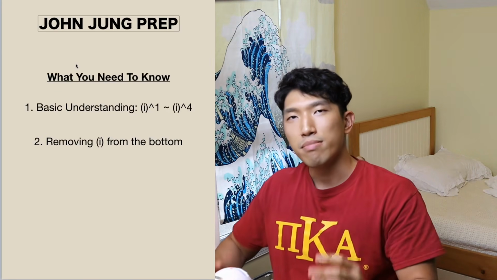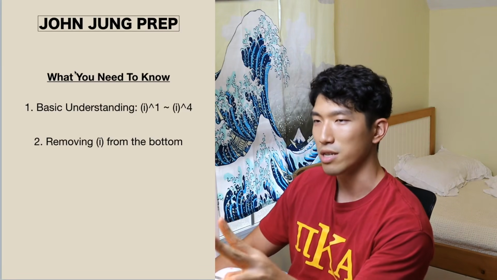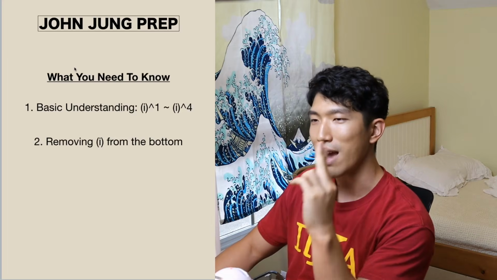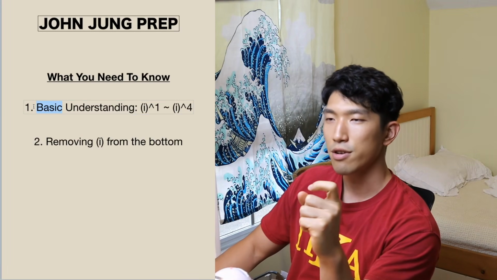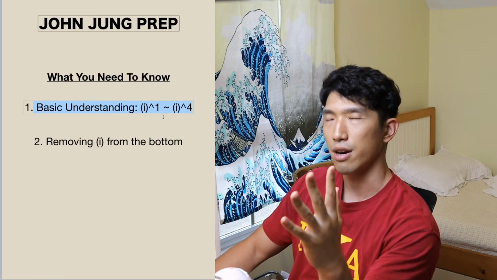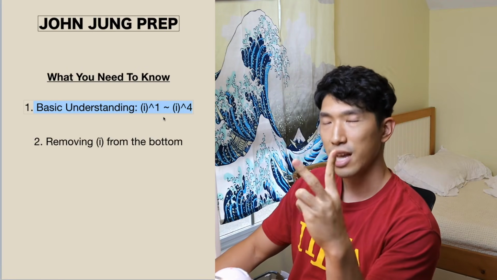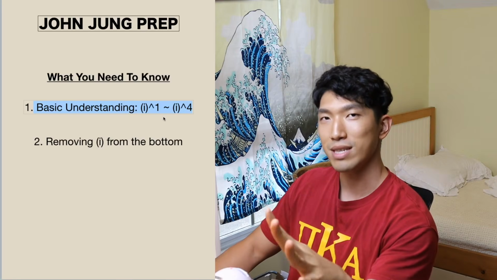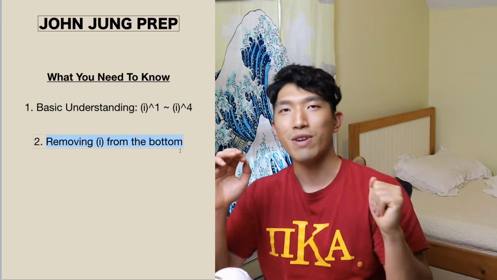So what do you need to know about complex numbers? There are two things you need to know. Only two things. If you know these two things, you are going to get every single question about complex numbers correct, okay? The first thing you need to know is the basic understanding of how complex numbers work. As long as you know what i to the first, second, third, and fourth is, you're going to be set. You're going to be good to go. And second, you need to know how to remove i from the bottom.